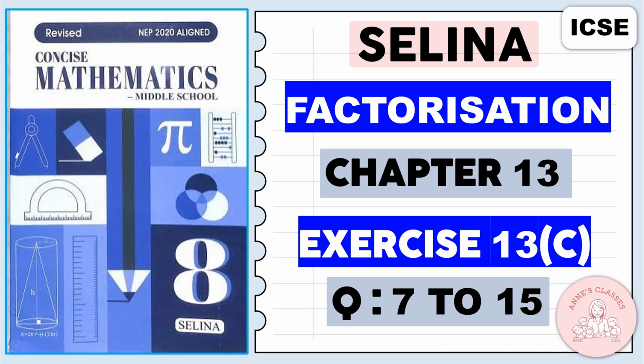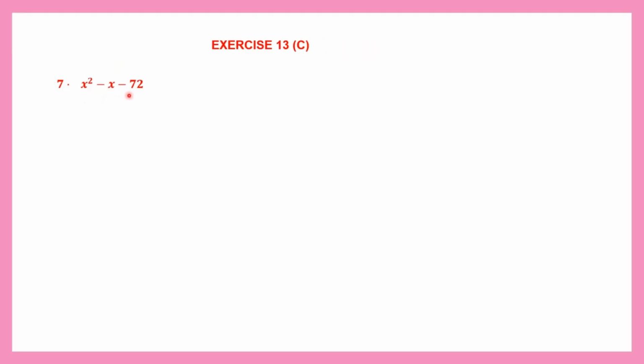Let's do factorization, chapter 13. In 7, we're going to factorize this expression here. So what are the steps to follow? We take the first term and the third term and we multiply. So x square into minus 72. This will give us minus 72x.